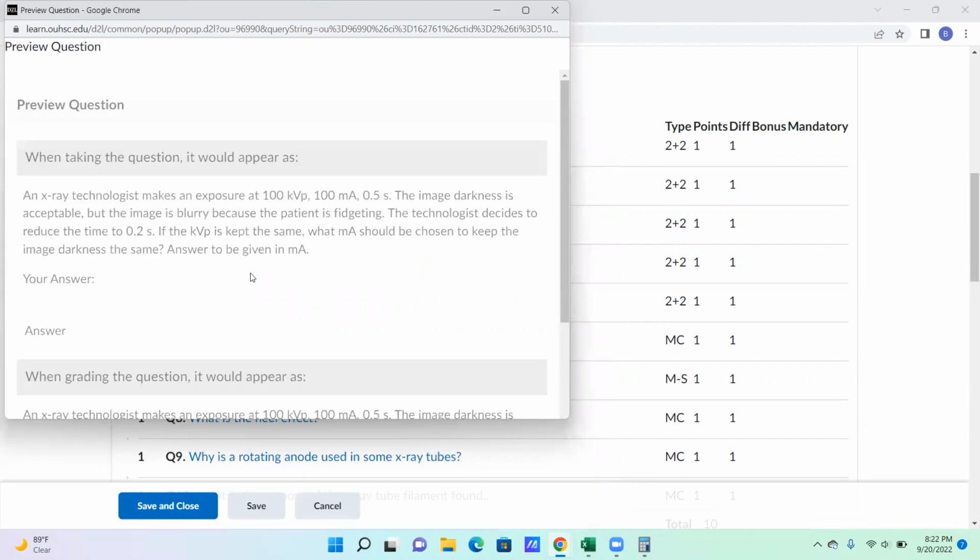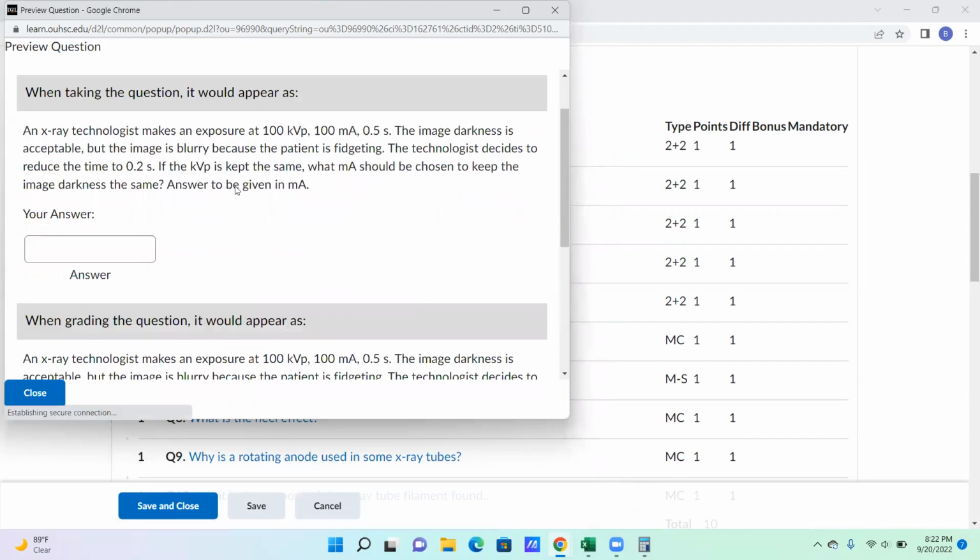For question 4, an X-ray technologist makes an exposure at 100 kVp, 100 mA, 0.5 seconds. The image darkness is acceptable, but the image is blurry because the patient is fidgeting. So you decide to reduce the time to 0.2 seconds to try to minimize that. If the kV is kept the same, what mA should be chosen to keep the image darkness the same?